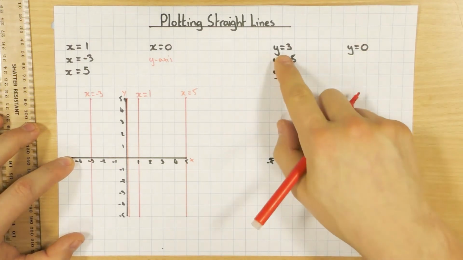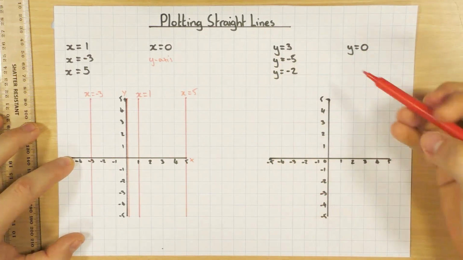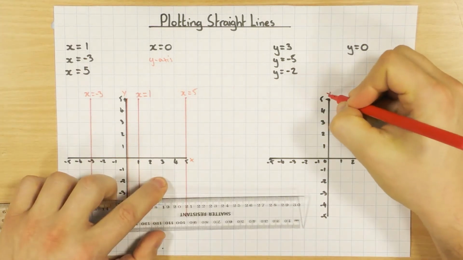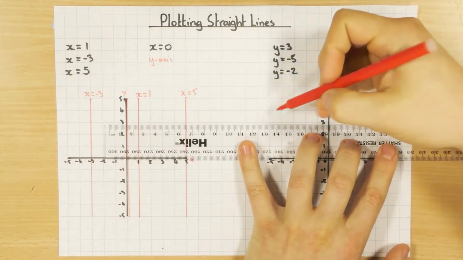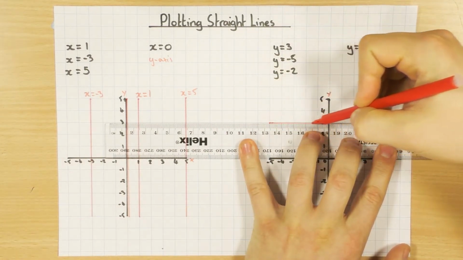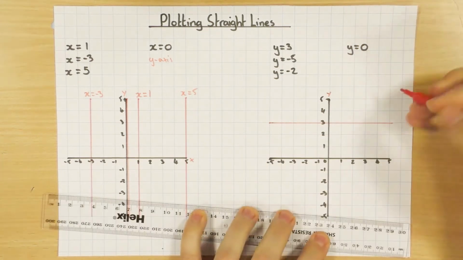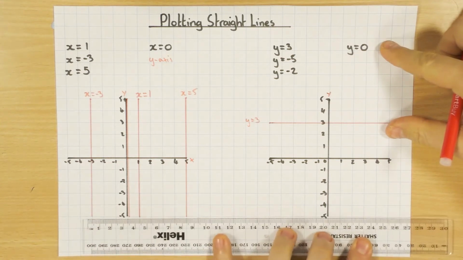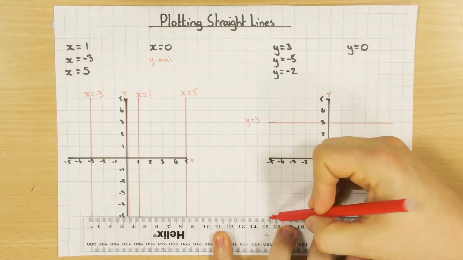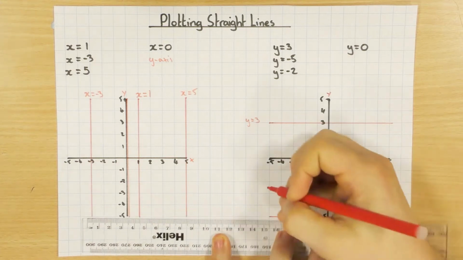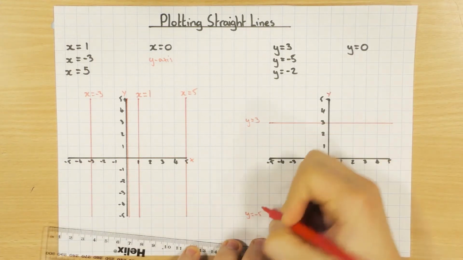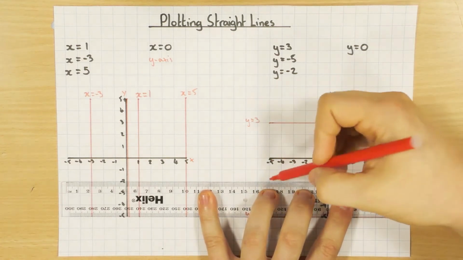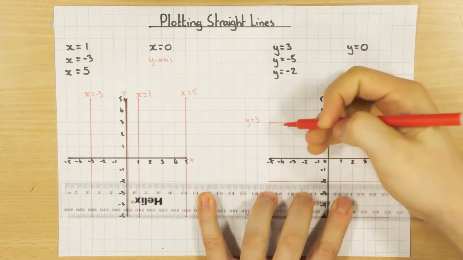Let's have a look at these ones over here then. This time I've got y equals 3. As you might have guessed, it's going to go through the y-axis, which is obviously this one here, at 3. So this time it's a horizontal line going through y is 3. So that one there, y equals 3. y equals minus 5, you probably guessed it, through the y-axis at minus 5. y equals minus 2, again, goes through the y-axis at minus 2. Simple as that.